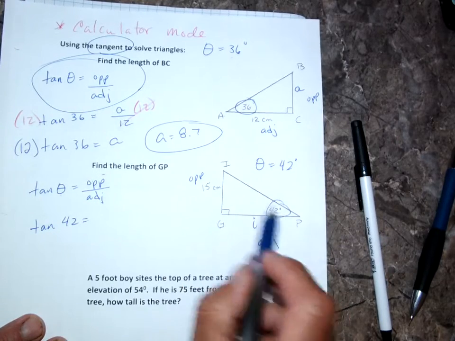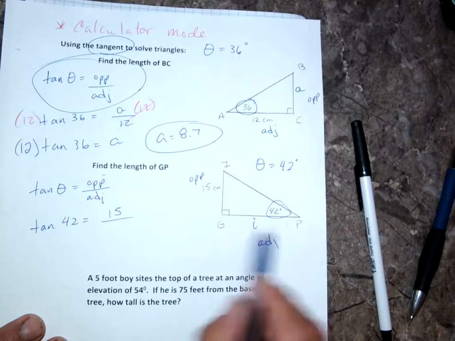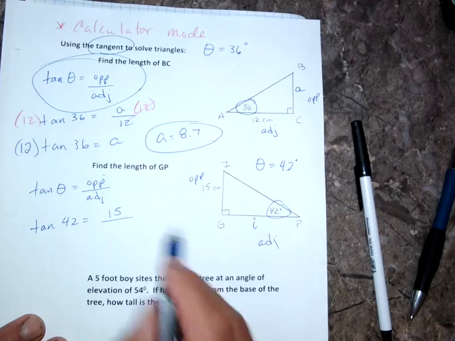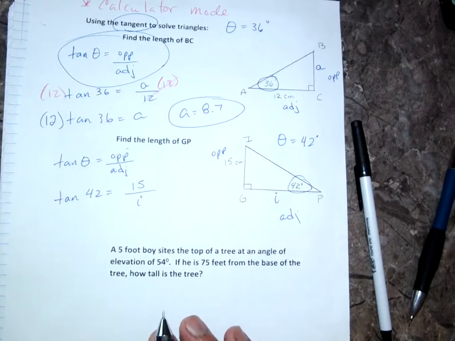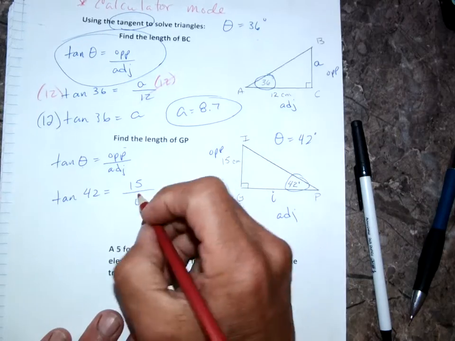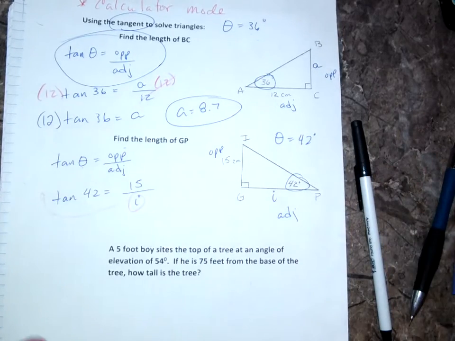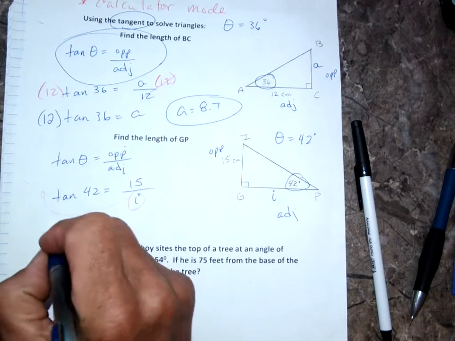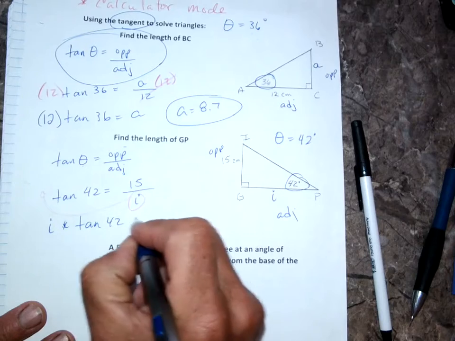Equals my opposite side, which is 15, over my adjacent side, which is this little i. Okay? I have to solve. So what I'm going to do, again, is cross multiply. But I'm going to multiply up the i. Bring the i up here. I'm going to multiply up the i, because I have to solve for i. So you get i times the tangent of 42 equals 15.